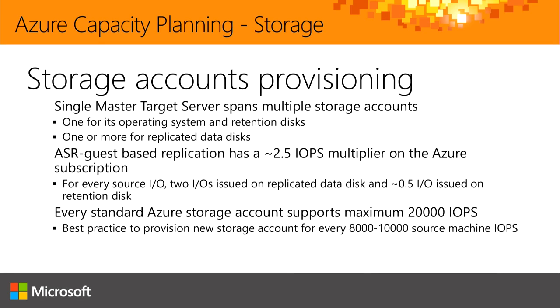Storage accounts provision. That's when you start deciding whether or not you want to use standard storage or premium storage, because the capacity that you have to plan for there is a number of IOPS. So ASR guest-based replication is a 2.5 IOPS multiplier. So for every IOPS that's happening on your source server, 2.5 times that amount of IOPS is being used on the master server to actually rebuild that image.